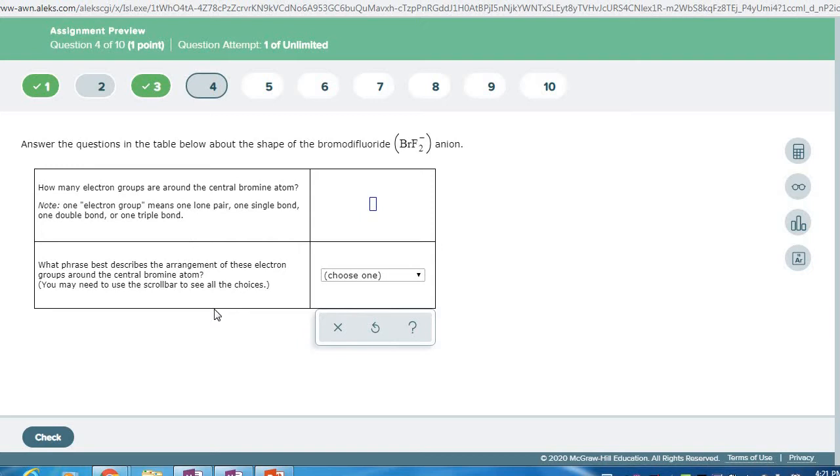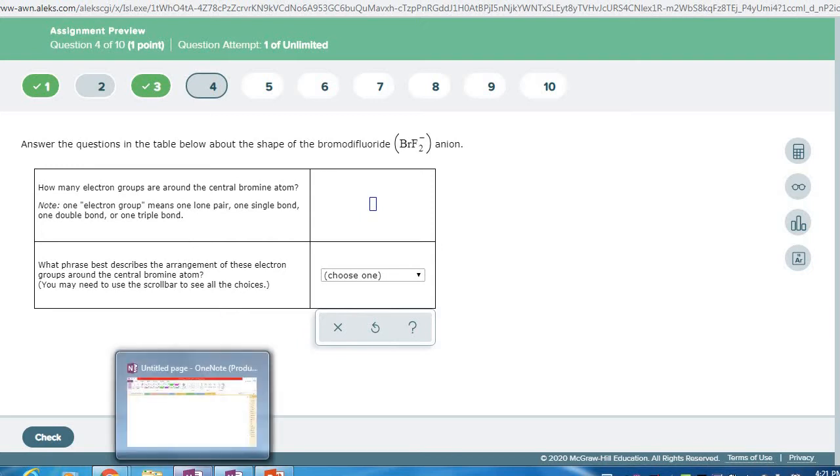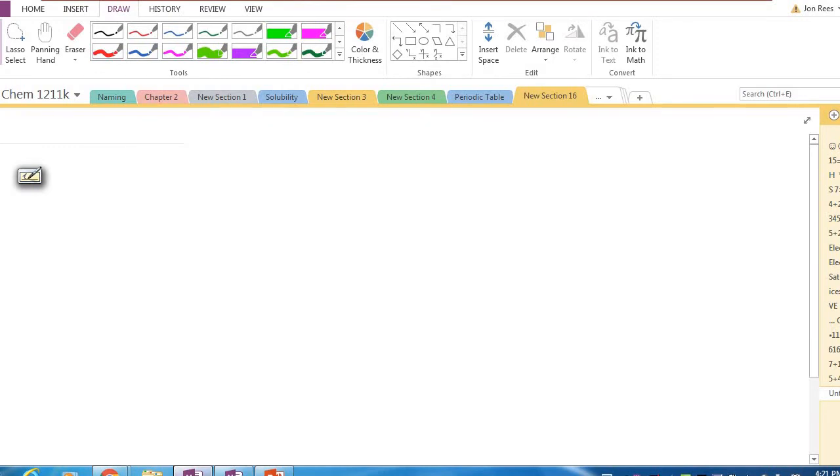Alright, so in order to do that, we have to do the Lewis dot structure, and so let's do that for the BrF2 anion. Let's do valence electrons first. So the bromine has 7. Each of the fluorines has 7. There's 2 of them, so there's 14, plus the 1 that forms the anion there. And so we have here 22 valence electrons. Let's go ahead and draw the Br, each of the Fs here.